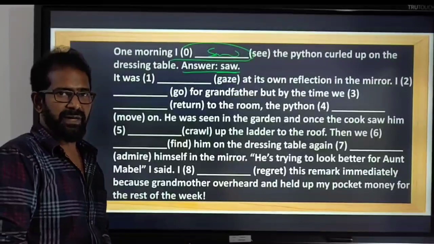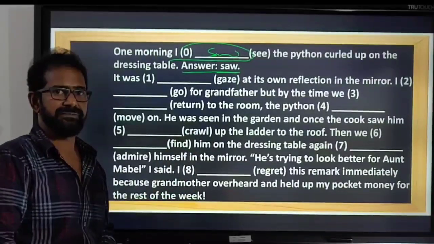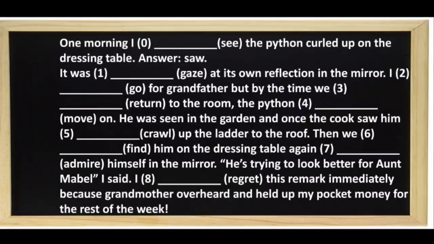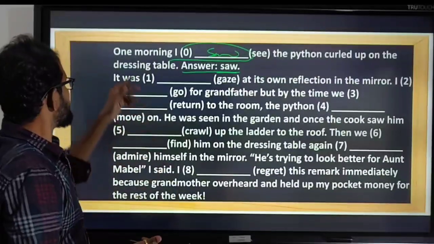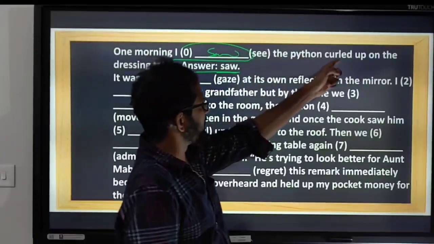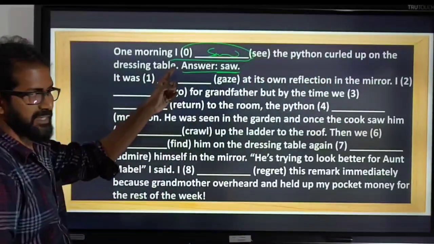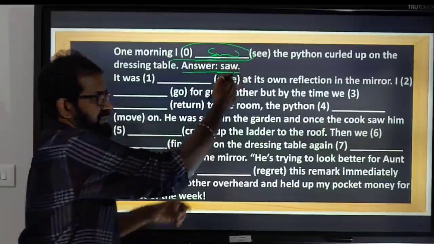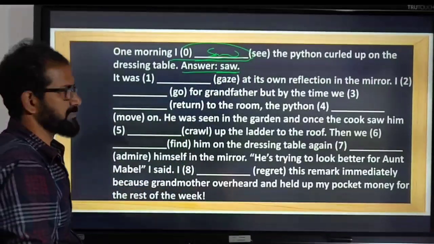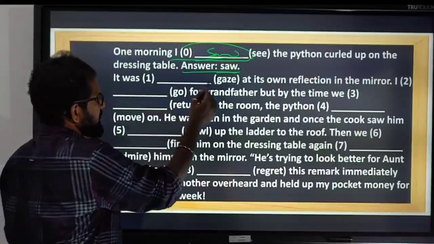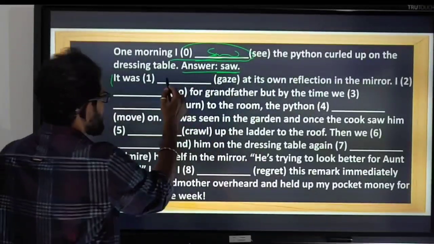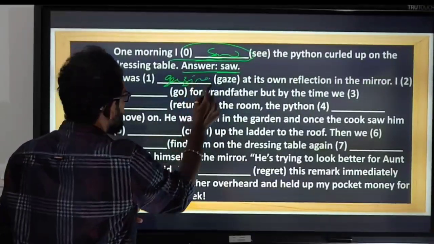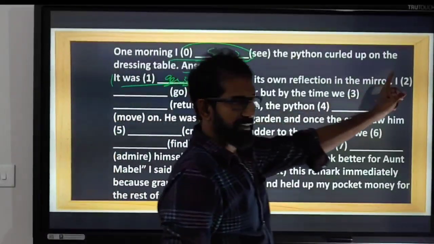So first you need to read the paragraph carefully. So read the paragraph carefully. Right. So one morning I saw the python curled up on the dressing table. I saw, so past tense. So the paragraph has to be filled with the past tense. Keep that in mind. It was gazing at its own reflection in the mirror. It's a simple sentence, one blank, so it was gazing. Was gazing in the mirror.